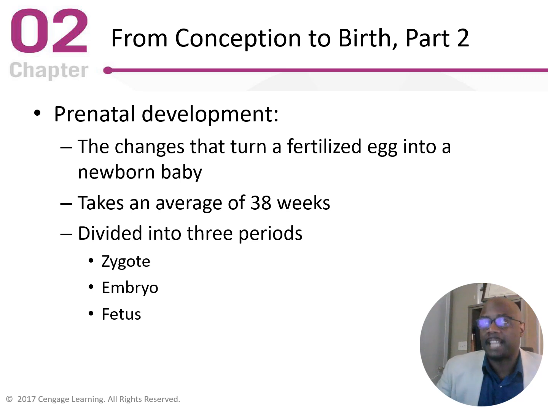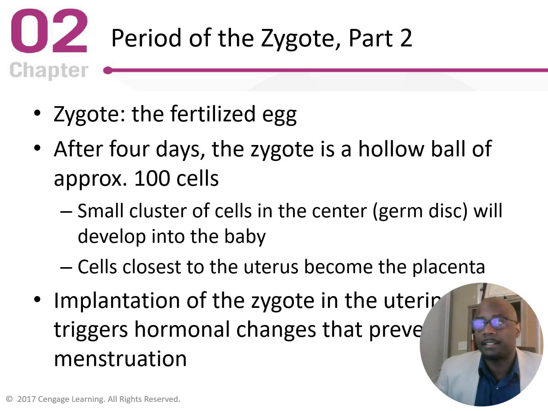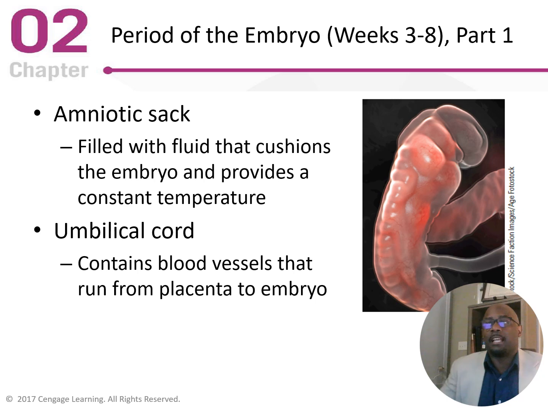Prenatal development is the changes that turn a fertilized egg into a newborn baby. It takes an average of 38 weeks and is divided into three periods: the zygote, the embryo, and the fetus. The zygote is the fertilized egg. After 4 days, the zygote is a hollow ball of approximately 100 cells. A small cluster of cells in the center is a germ disc that develops into the baby. Cells closest to the uterus become the placenta. The amniotic sac is filled with fluid that cushions the embryo and provides a constant temperature. The umbilical cord contains the blood vessels that run from the placenta to the embryo.